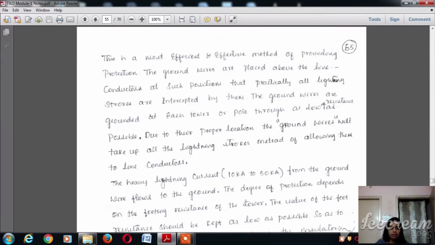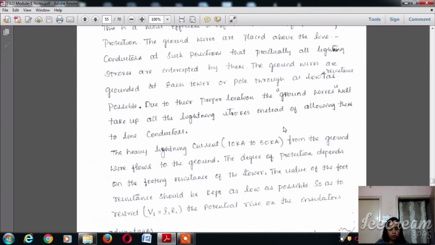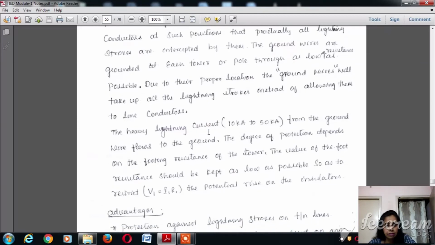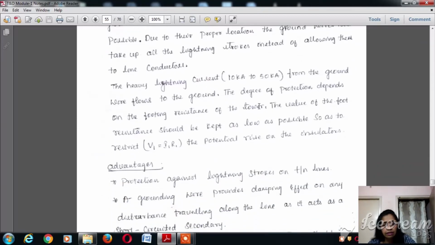In the figure, this is the most efficient and effective method of providing protection. The ground wires are placed above the line conductors at such positions that practically all lightning strokes are intercepted by them. The ground wires are grounded at each tower or pole through the lowest resistance possible. Due to their proper location, the ground wires will take up all the lightning strokes instead of allowing them to reach the line conductors. The heavy lightning current, 10 kiloamperes to 50 kiloamperes, from the ground wire will flow to the ground. The degree of protection depends on the footing resistance connected to each tower.